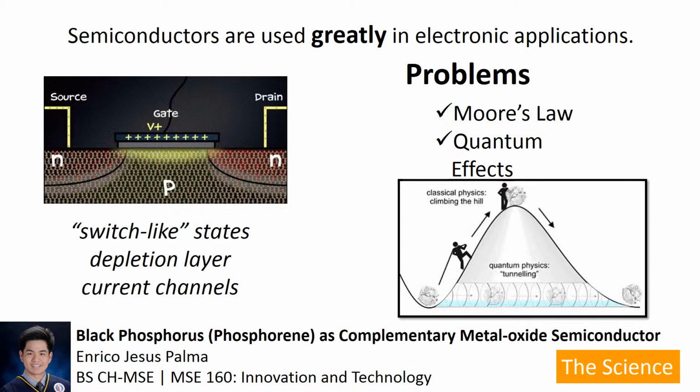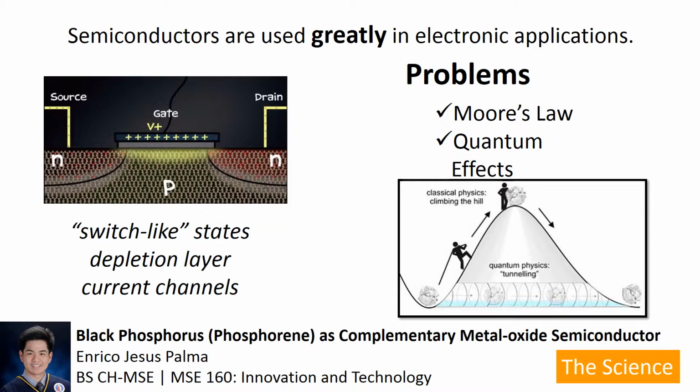Sounds familiar? But wait! The challenge of ICs today is to fit in more transistors in a single unit of IC. This is predicted by Moore's law, which states that the number of transistors in a single IC doubles every 2 years. This becomes problematic as more and more transistors are fitted, the chance of quantum effects to occur becomes more evident. Quantum effects such as tunneling happen when you try to squeeze in more transistors.